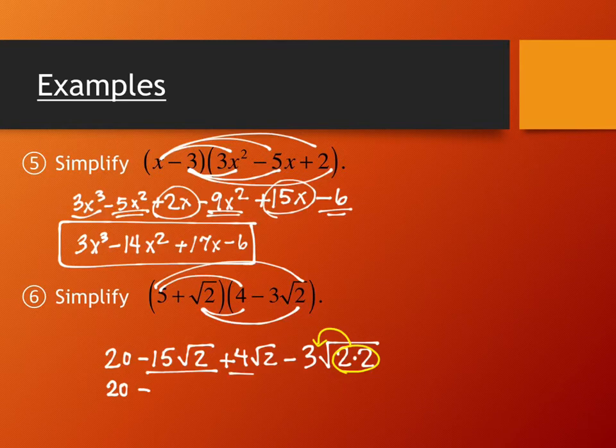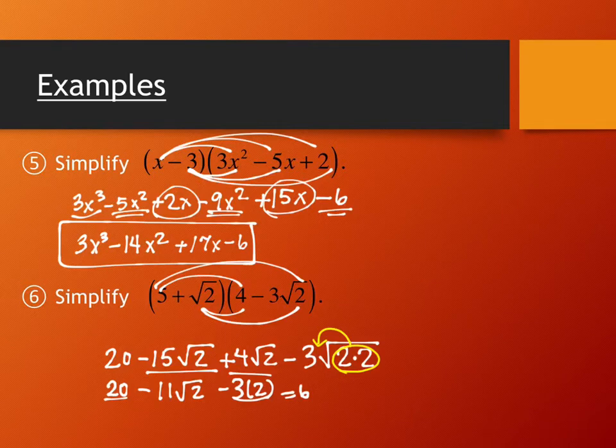I can combine these two, negative 15 and positive 4. I can combine them again because they are alike. They've got the same radicand piece. So what is negative 15 and positive 4? Negative 11. And then my last piece is actually now 3 times 2, which is 6, right? So that's 6 at the end here. The whole thing's not 6, just that last piece. Can combine with the 20 at the beginning.